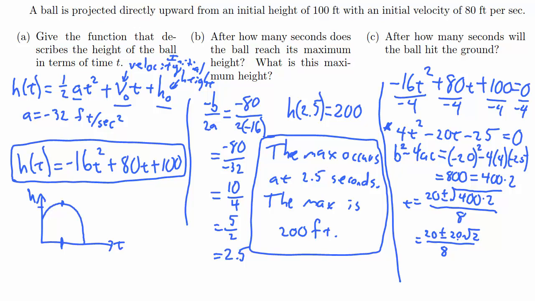Now, notice, first of all, that the negative is going to produce a negative value. So we're just going to reject the negative in the end anyway. But also the 20 and the 8 share a common factor of 4. So whenever you divide each of those by 4, that's going to give you 5 plus or minus 5 root 2 over 2. So that's actually going to give you 5 plus 5 root 2 all over 2.